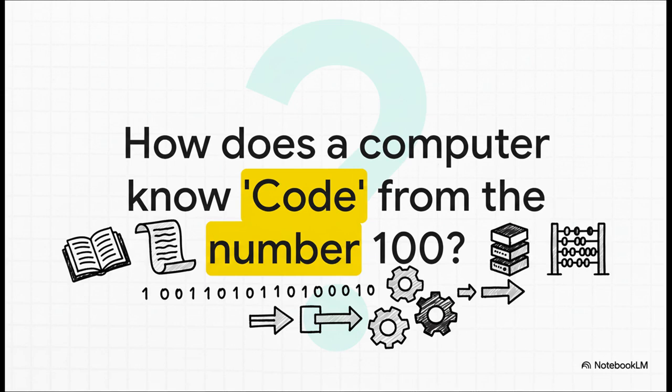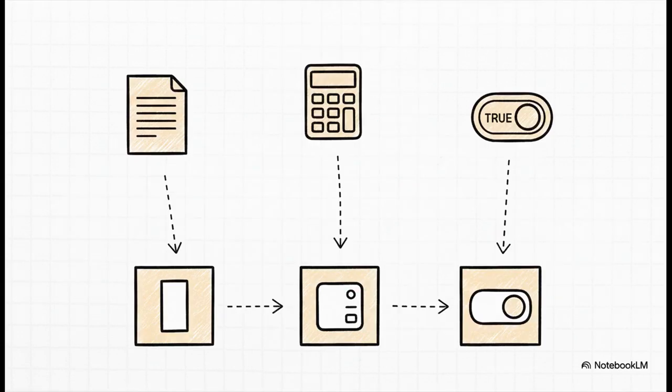How does a computer, a machine that really only understands ones and zeros, know that the word code is text, and that the number 100 is something you can do math with? I mean, to a machine, they're not obviously different. It needs some rules. It needs a system. And that system, well, it's actually super easy to picture. It's all about putting your information into the right kind of box.